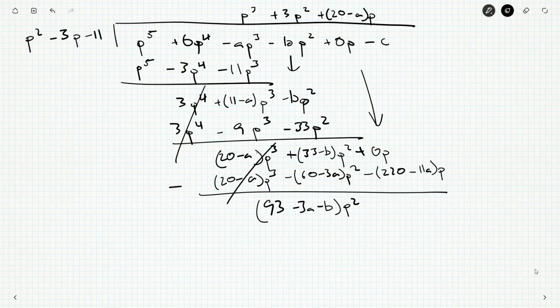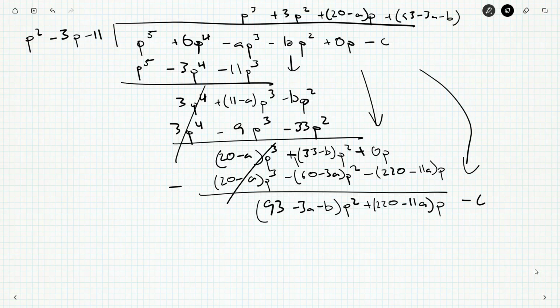And so it'll be plus 220 minus 11a times p, and then we bring down the minus c, and this should divide evenly. So this will be plus 93 minus 3a minus b, and we'll get the exact same thing here. And then it'll be minus 3 times that, so minus 3 times 93 is, oh gosh, 279 minus 9a, minus 3b.